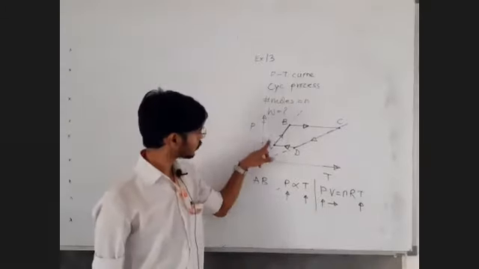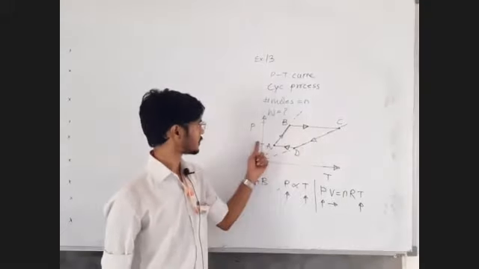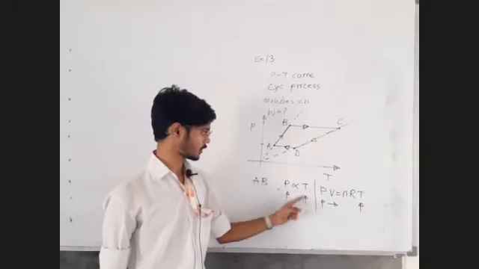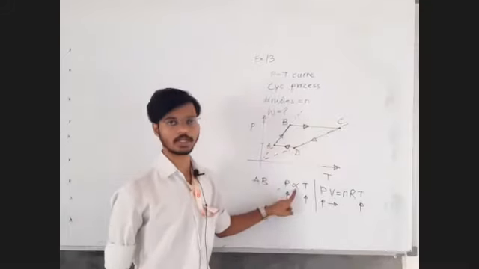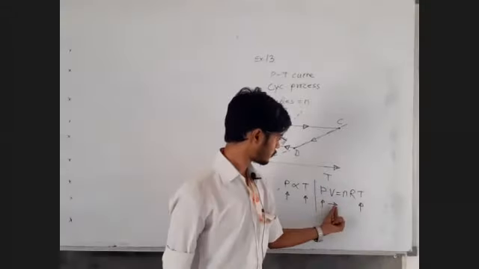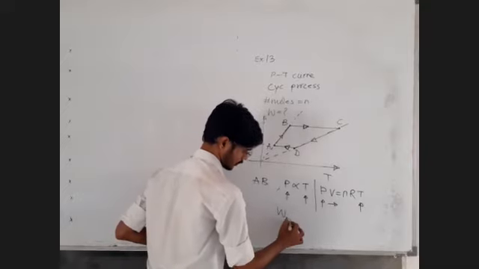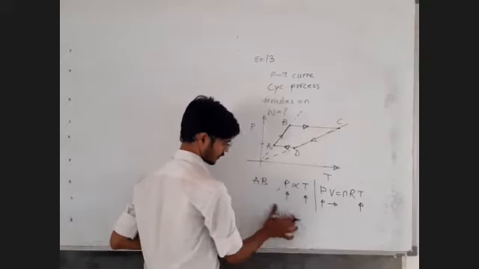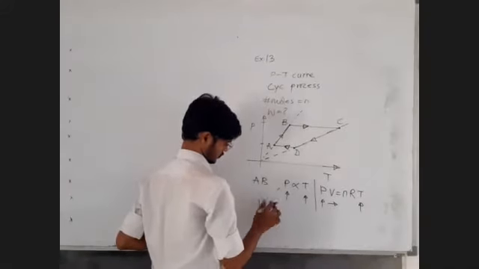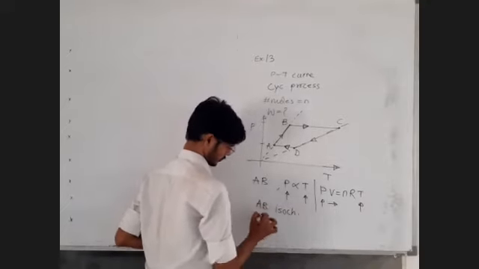Given that A to B, pressure increasing, temperature increasing, and line passing through origin. So direct proportionality. So for that the volume must be constant. So what will the process A to B be? Isochoric. Good. Isochoric.